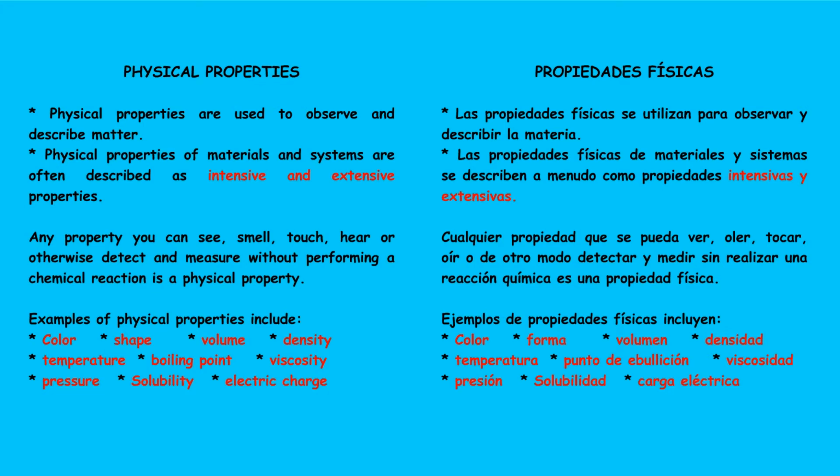Any property you can see, smell, touch, hear, or otherwise detect and measure without performing a chemical reaction is a physical property. Examples of physical properties include color, shape, volume, density, temperature, boiling point, viscosity, pressure, solubility, and electric charge.